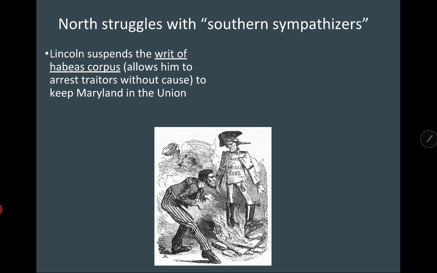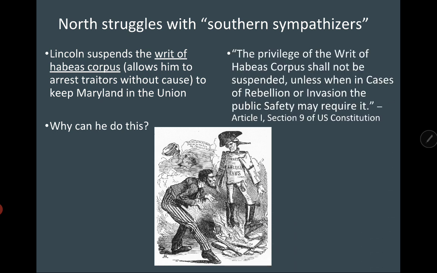And what he does is he suspends the writ of habeas corpus. In the Constitution, it says the privilege of the writ of habeas corpus shall not be suspended unless when in cases of rebellion or invasion the public safety may require it. So Lincoln reads this and he says, I have the right to suspend it. And what that does is it allows him to essentially jail anyone who is suspicious.